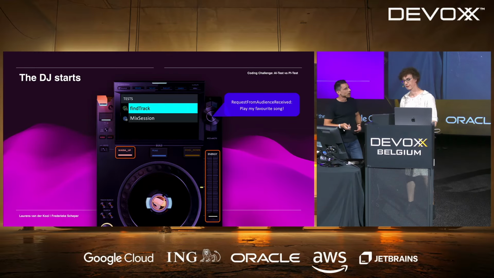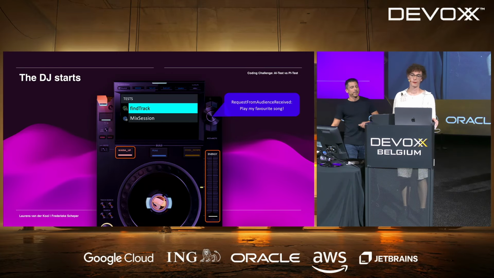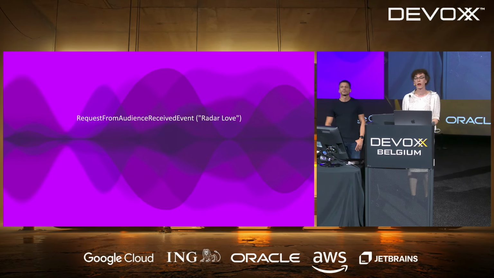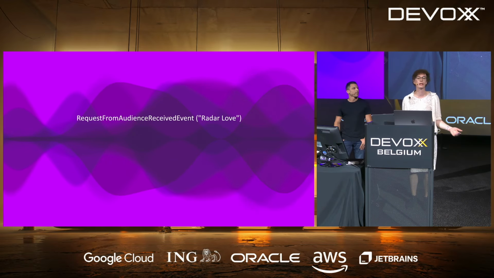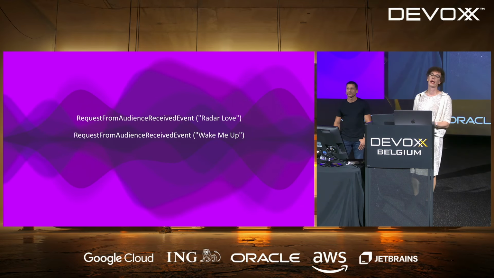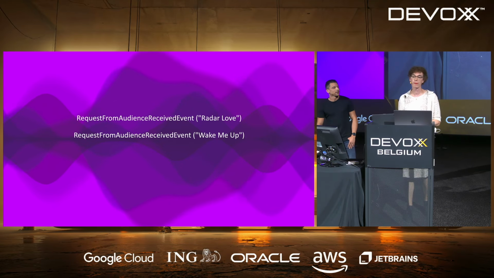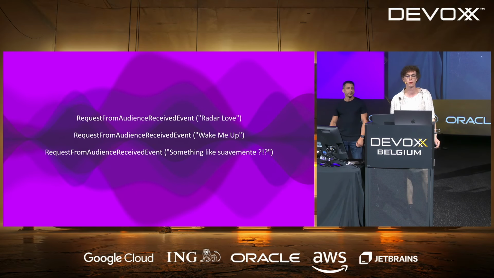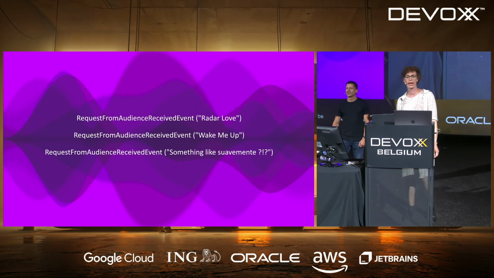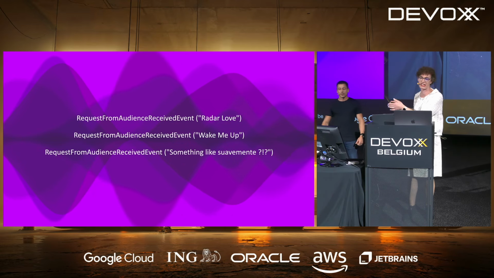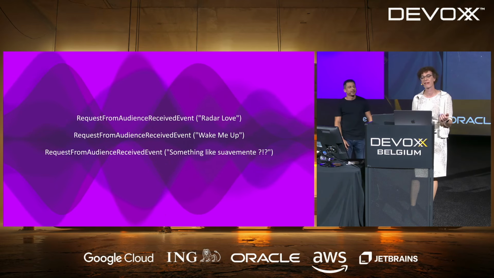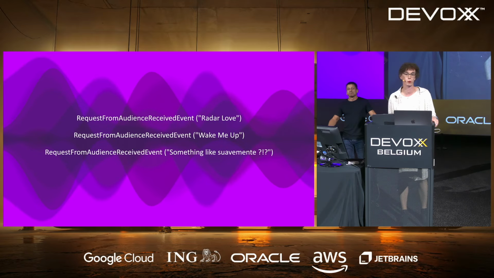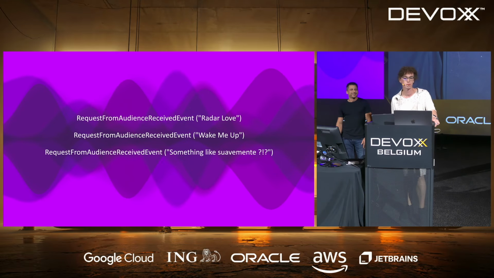Frederieke, let's have a look at some code. Sure. So, the first request from the audience, that may be Radar Love, which is like a slowish kind of oldie, right? And then another slightly higher energy is Wake Me Up by Avicii. That'd be like way better, right? And then the final request from the audience could be something like Suavemente, but probably the DJ doesn't have exactly that song title, and maybe he doesn't even have it because it's a Spanish title, and Laurens is a Dutch DJ, right? So we only know Dutch and English songs.